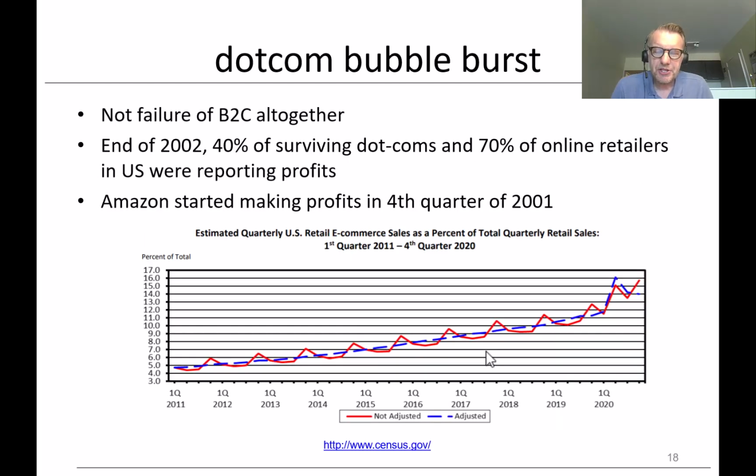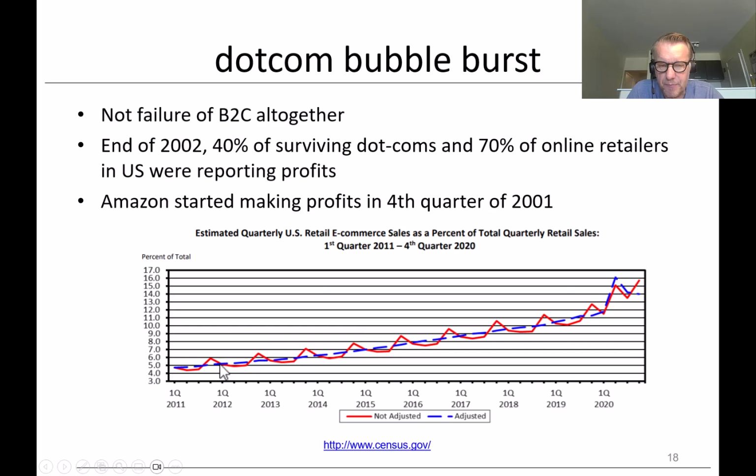Okay, but the dot-com bubble burst didn't mean the end of e-business. It was not the failure of business to consumer altogether. Some managed to survive and thrive. Some managed to make profit. So at the end of 2002, about 40% of the surviving dot-coms and 70% of the online retailers in the US were reporting profits. Amazon, in fact, started making profits in the fourth quarter of 2001.